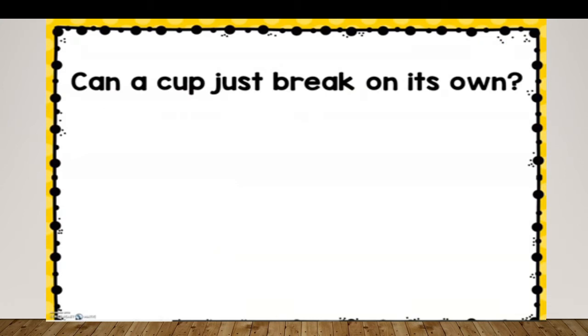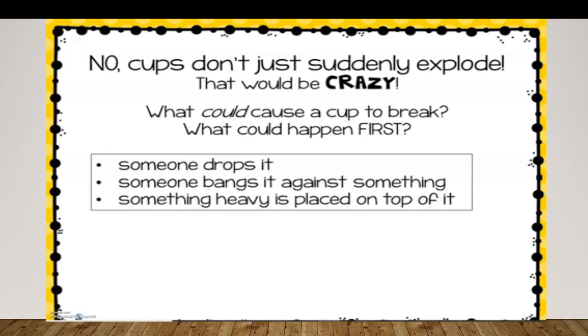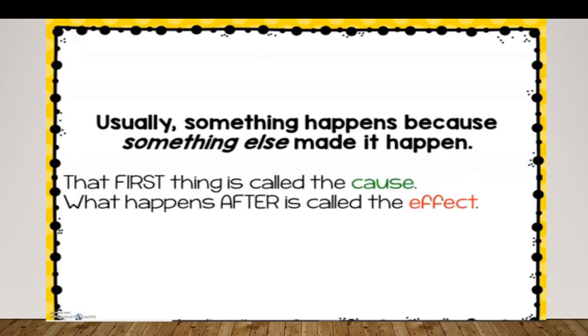Let's have a look at more examples. Can a cup just break on its own? Of course not. Cups don't suddenly fall down and break. That would be crazy, right? So something must cause the cup to break. Something must happen first to the cup. For example, someone drops the cup, or someone bangs it against something, or something heavy is placed on top of the cup. It will not break on its own.